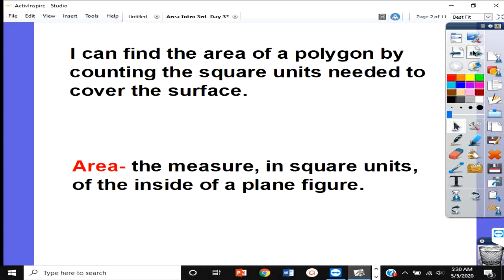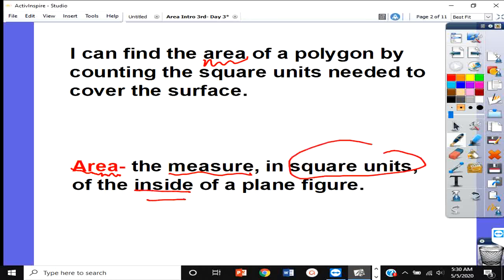Let's break that I CAN statement down into smaller parts. The first part says, I can find the area of a polygon. Well, the area, if you look below, is the measure. So we're going to be measuring in square units the inside of a plane figure. For the last few days, we have been talking about finding the perimeter, which is measuring the outside of the shape. But today we're going to be measuring the inside of the shape. And to do so, we're going to be counting the square units needed to cover the surface.